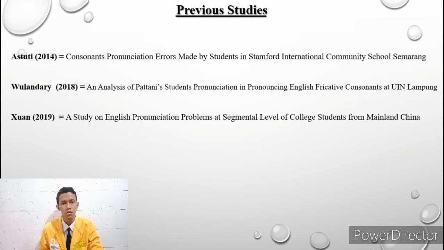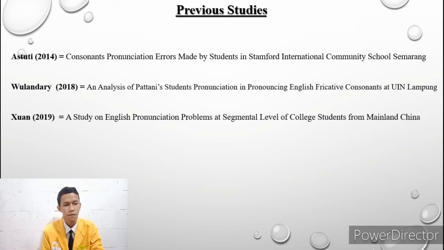Some research has been done related to this present study. The first study, 2014, found that the students tend to pronounce th and th instead of the sound th. This may happen because the sound th does not exist in their first language and the students do not use sound th in their daily communication. This finding gives evidence to the statement that non-existent sound in the mother tongue may cause difficulties in pronouncing certain sound.